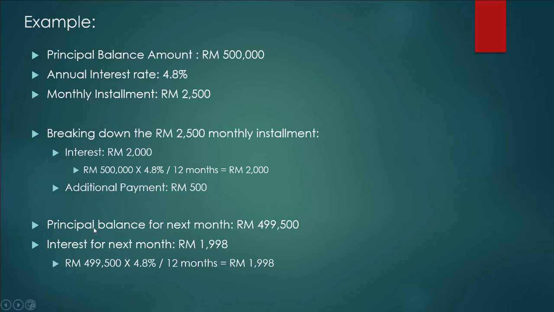So for the next month, the principal balance will be 499,500 ringgit. If you do the calculation again, you will get 1,998 ringgit interest for the next month. You can note that this is not much difference from 2,000. It's only 2 ringgit. But that's the nature of a housing loan. In the first few years, you basically pay almost the maximum interest.